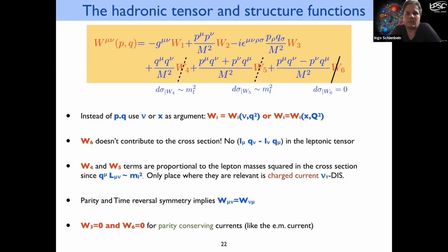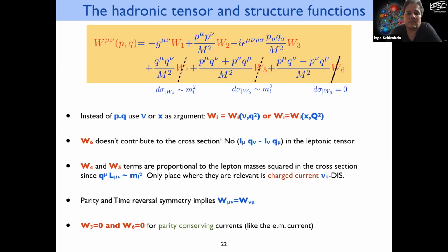So here's W mu nu, and when you look at it closer and do the contractions with the leptonic tensor, you will see that the part with W6 does not contribute to the cross-section at all. And the parts with W4 and W5 give contributions to the cross-section which are proportional to the lepton mass squared. And since in almost all cases we neglect the lepton mass, they also don't play a role.